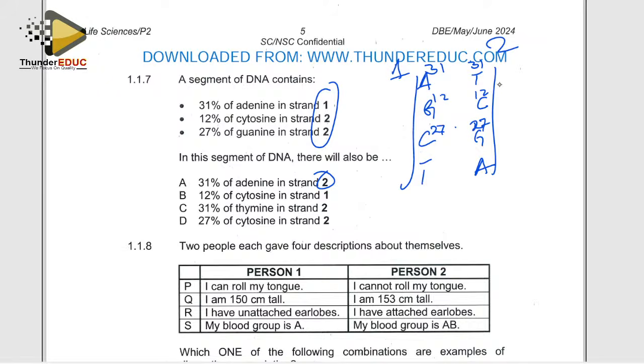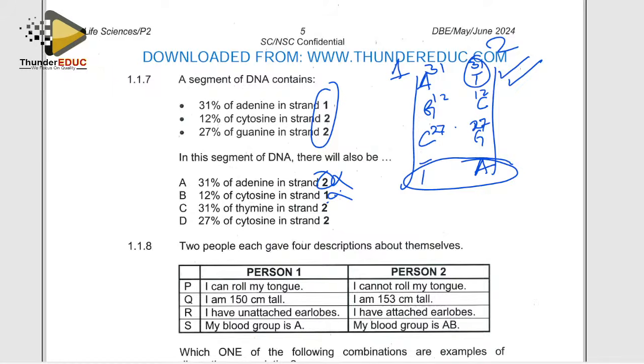If you look at strand 2, 31% of adenine doesn't look to be right. Adenine is not indicated in this case. So that one's out. 12% of cytosine in strand 1, we said is 27. So that one's also out. 31% of thymine in strand 2. Thymine in strand 2 is 31. Let's see the last one, 27% of cytosine in strand 2. Cytosine in strand 2 is 12.